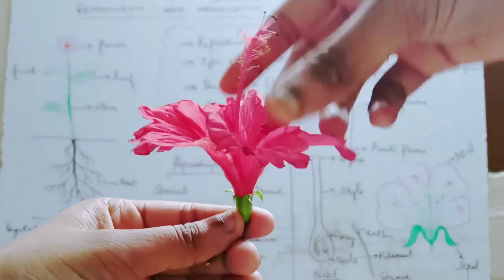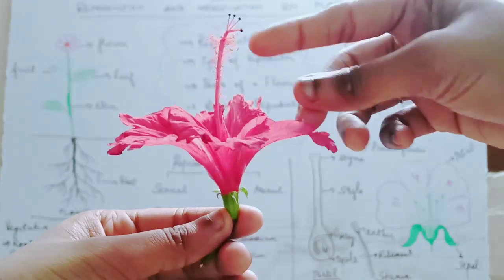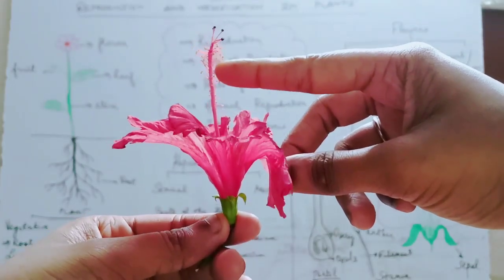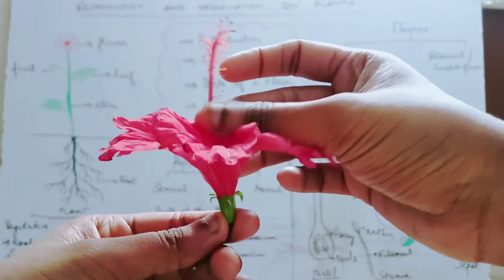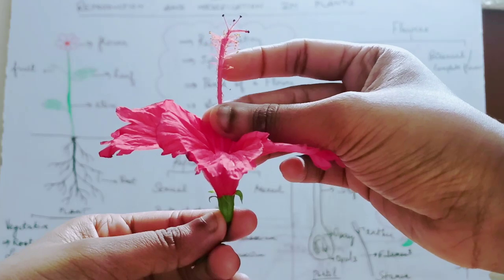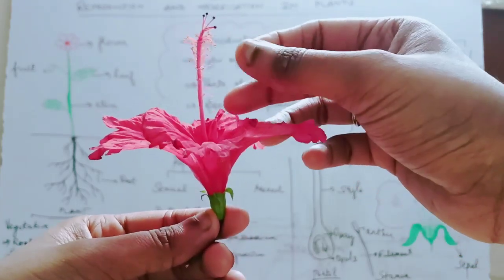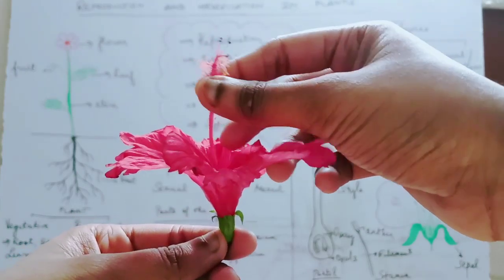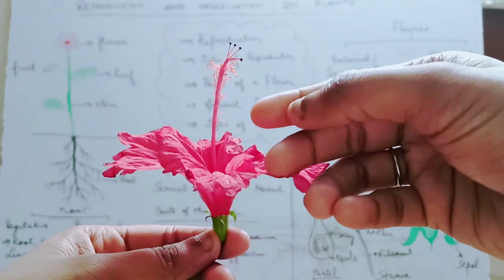Next, the third part of the flower is the androecium. It is the male part of the flower. Each stamen consists of a filament and an anther. If you touch these lobes in a flower, we can get a powdery substance called pollen grains.